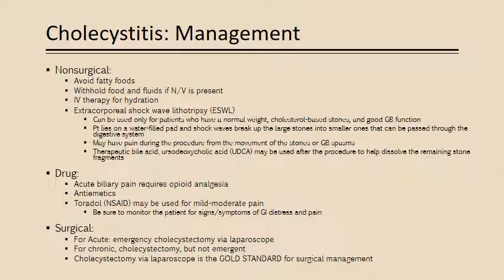Drug therapy. Acute biliary pain requires opioid analgesia. Antiemetics help with the nausea and vomiting. Toradol, an NSAID, may be used for mild to moderate pain. We need to be sure to monitor patients on Toradol or NSAIDs for signs and symptoms of GI distress and pain because of its effect on the GI tract. Surgically, for the acute, emergency cholecystectomy via laparoscope. For chronic, cholecystectomy, but it's not emergent.